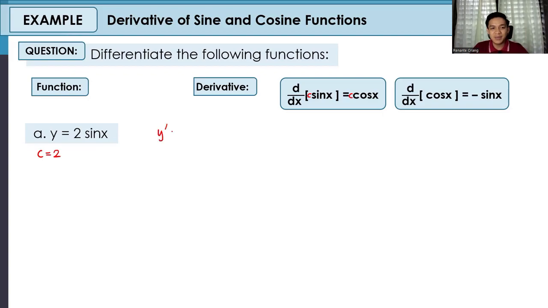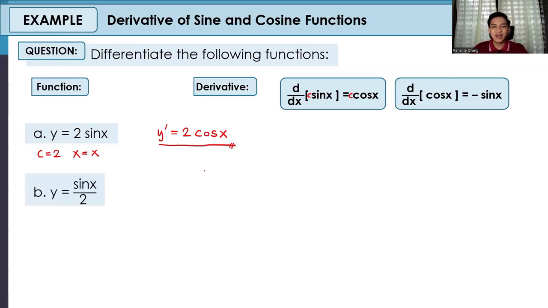Y prime, ibig sabihin the derivative of our y is equivalent to, copy-paste natin yung constant kasi, 2 cosine of x. And for this one, yung x po natin, which is yung katabi ni sine, is also x. So, nakalagay dito, sine x magiging cosine of x. Then, yung x natin dito is also x. And this is our final answer.